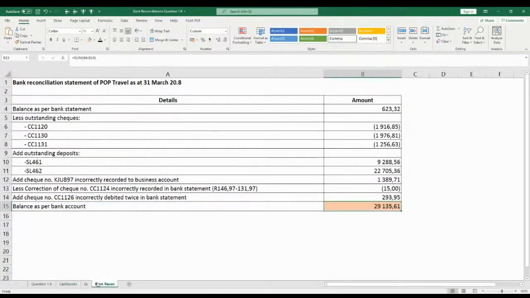Okay, do you guys have any questions on question 1.9? Is there anything I need to re-clarify or re-explain?